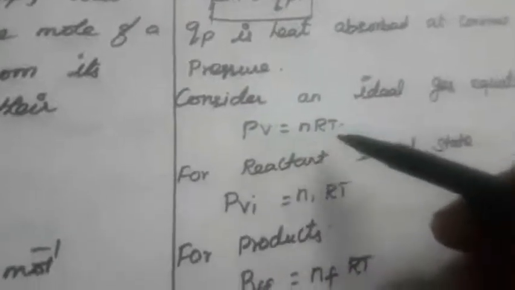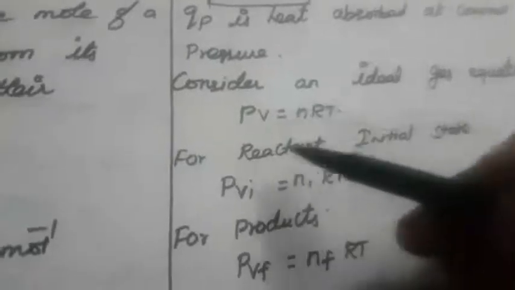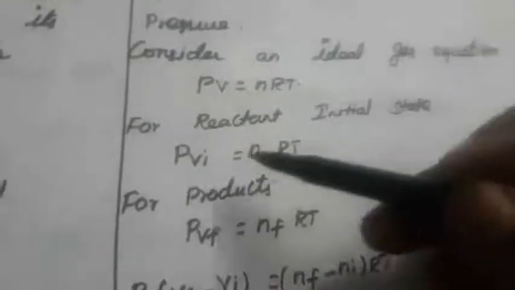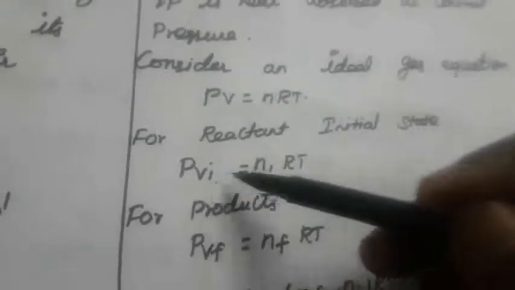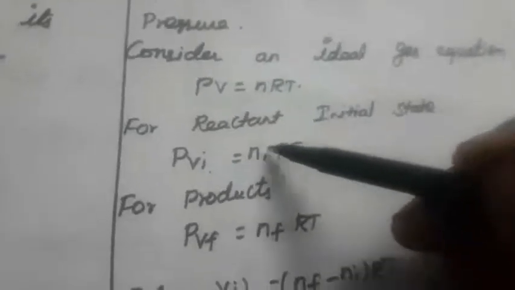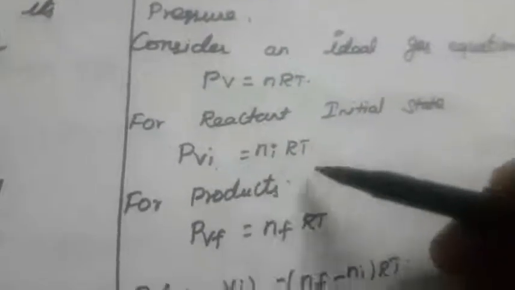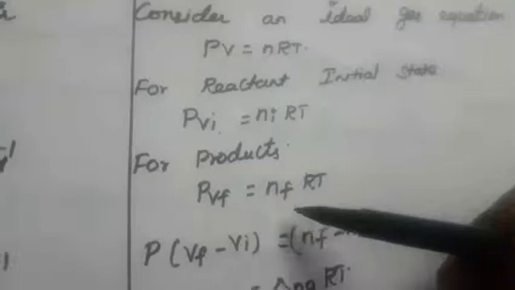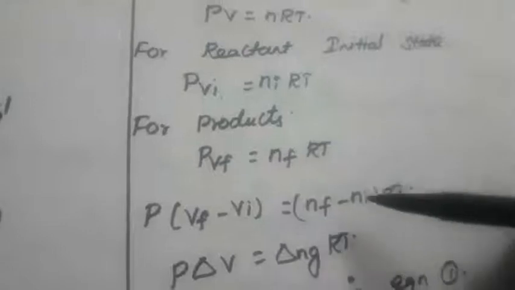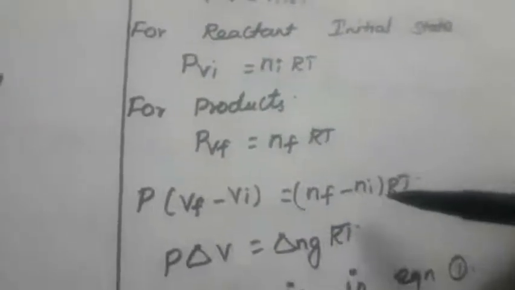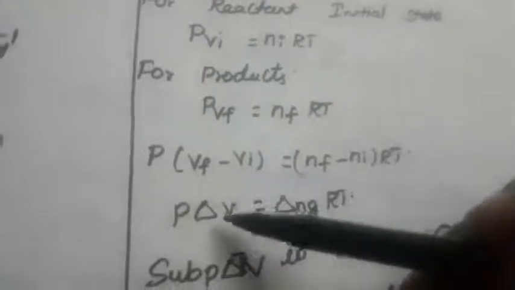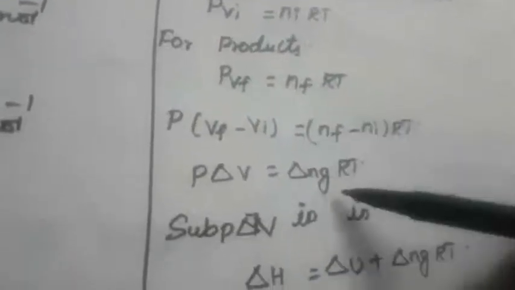Now again, consider this equation, the ideal gas equation. What is the ideal gas equation? PV is equal to nRT. For the initial state of the reactant, PVi is equal to niRT. For the product, PVf is equal to nfRT. So final minus initial gives P delta V, the change in volume, equal to delta n g RT, the change in number of moles of gas times RT.